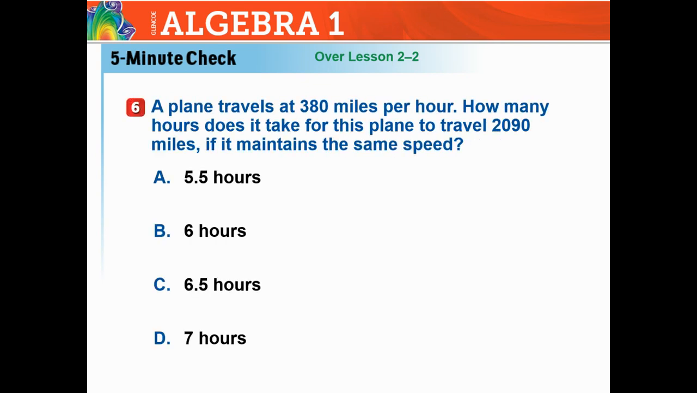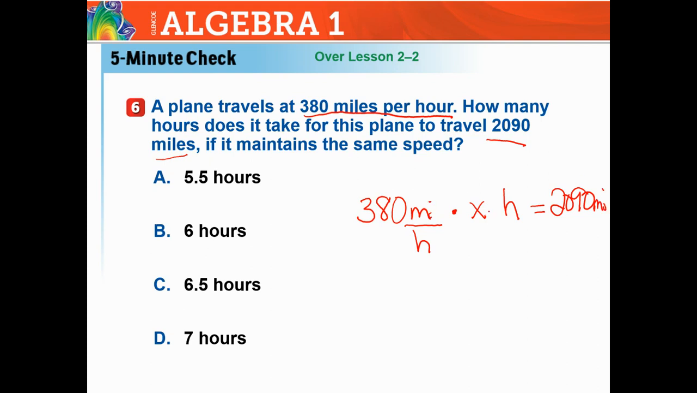All right. A plane travels at 380 miles per hour. How many hours does it take for this plane to travel 2090 miles if it maintains the same speed? So we're looking at 380 miles per hour. And we're trying to figure out how many hours does it take for this plane to travel 2090 miles. So we're trying to figure out 380 times however many number of hours will we get 2090 miles.